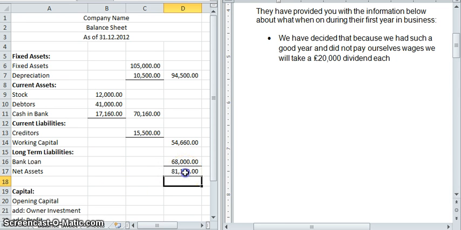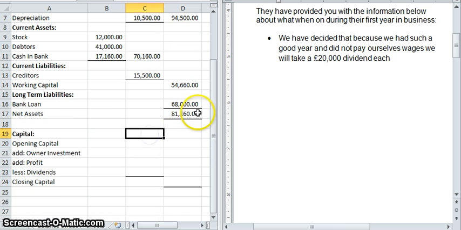Okay? Alternatively, we can calculate it a different way, which gives us the same answer, where we just take our fixed assets, we add to it our working capital, and we subtract from it our long-term or fixed liabilities, using everything in the right-hand column. Again, gives us the same number, whichever one you choose to use.